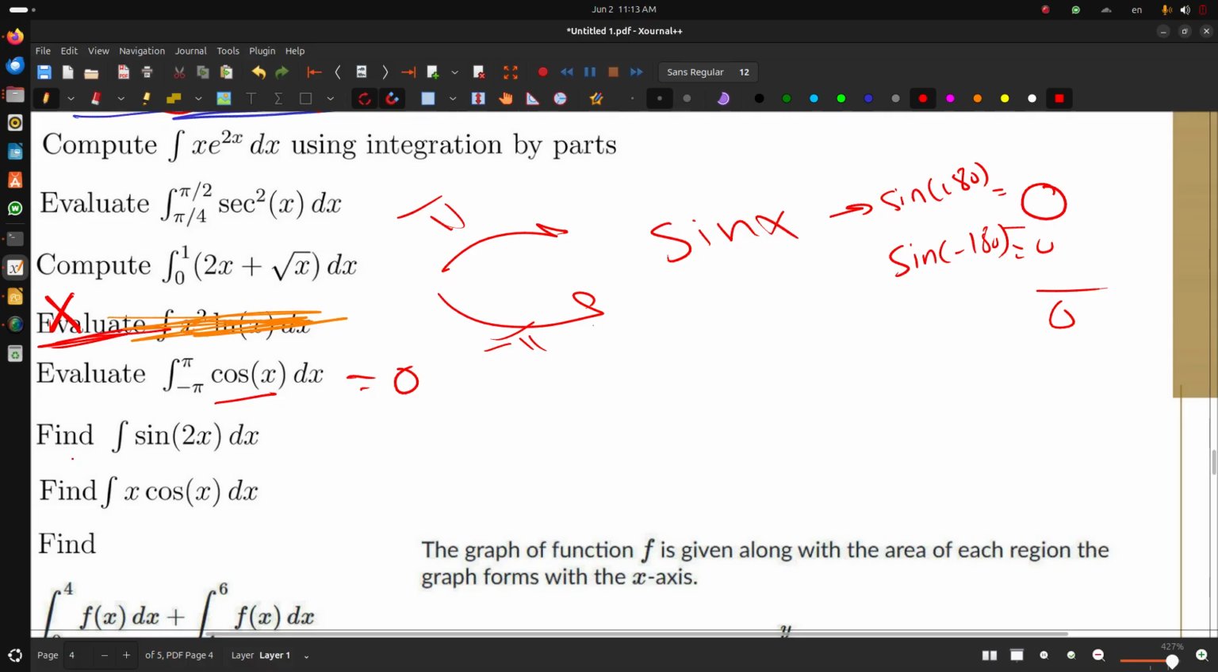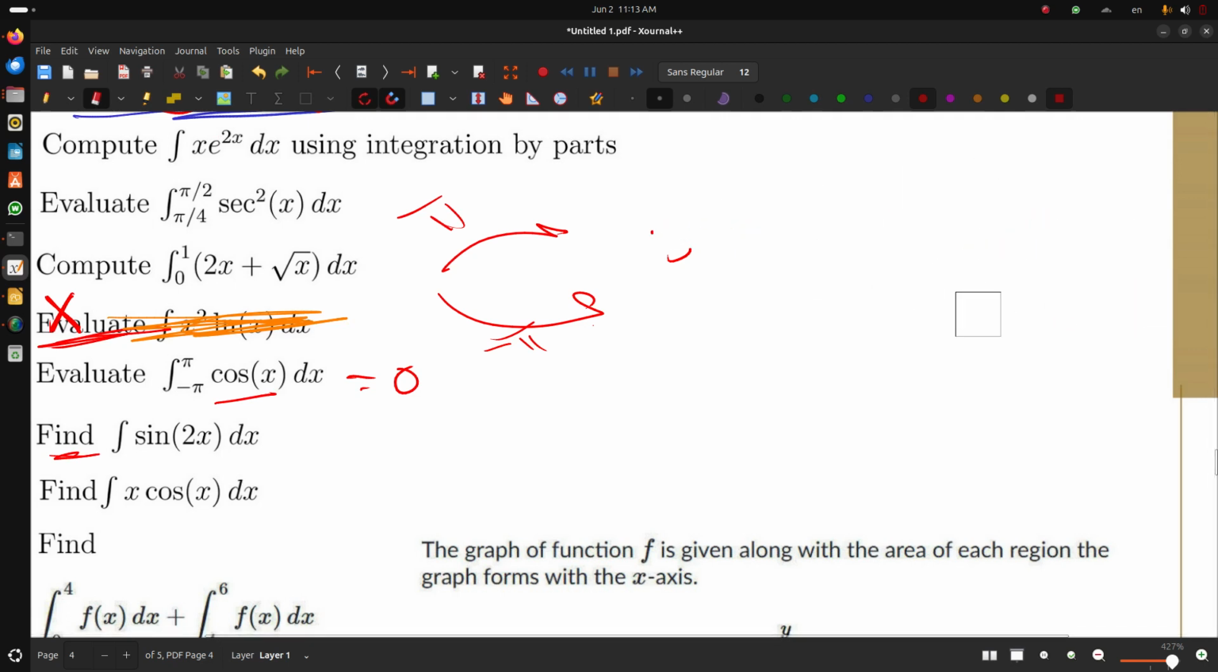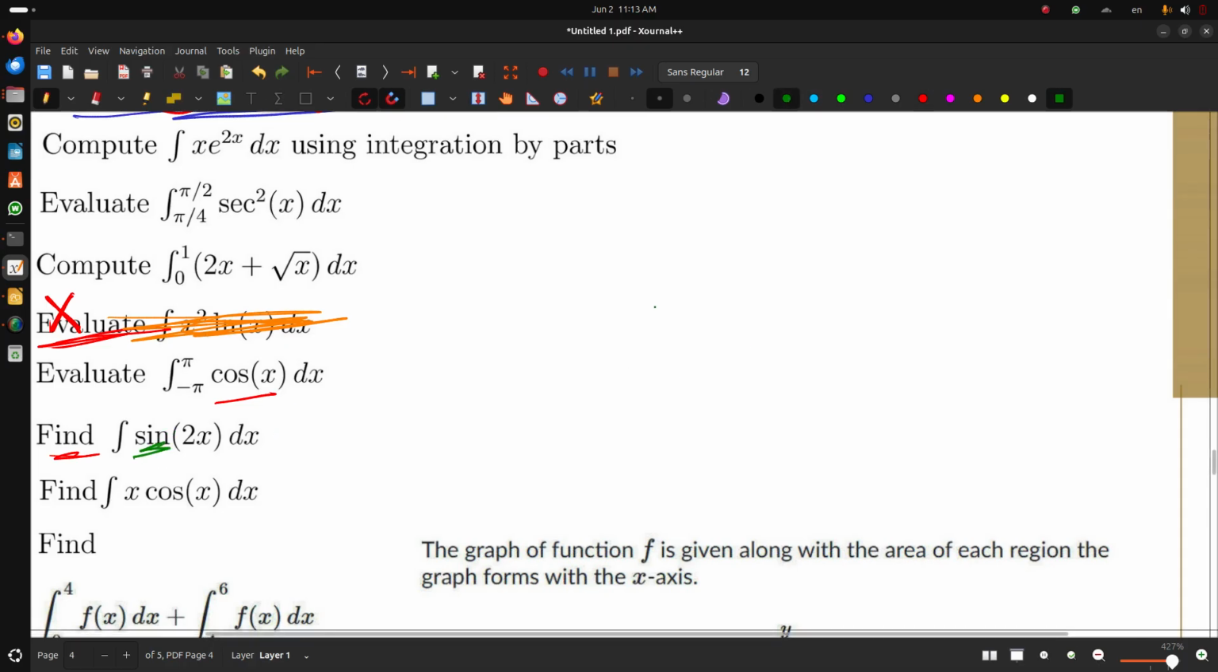Next, we need to get the integration of sine 2x. Okay, this one is a pretty easy one, but you have a little trick. If you take the integration of sine, it will be negative cosine. It will be the same function, which is 2x. We're done? No, we're not, because we have 2x, not x.